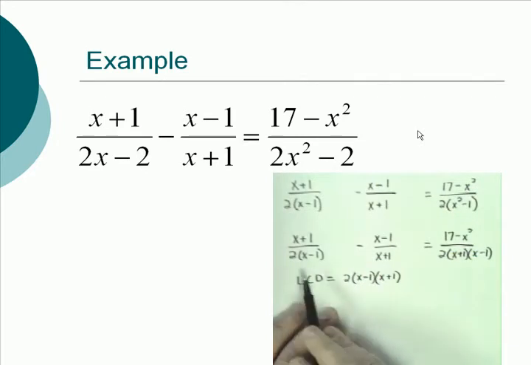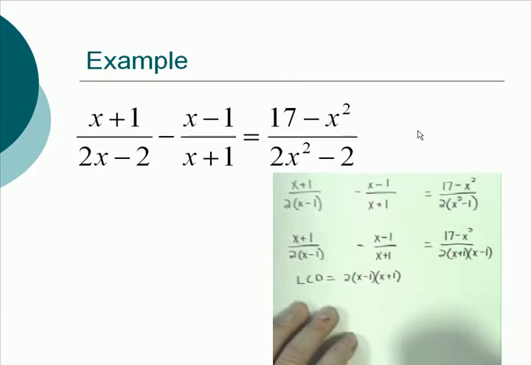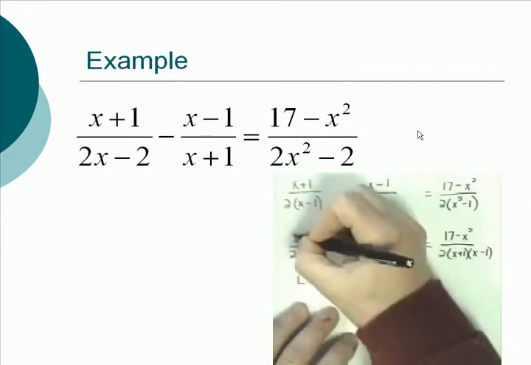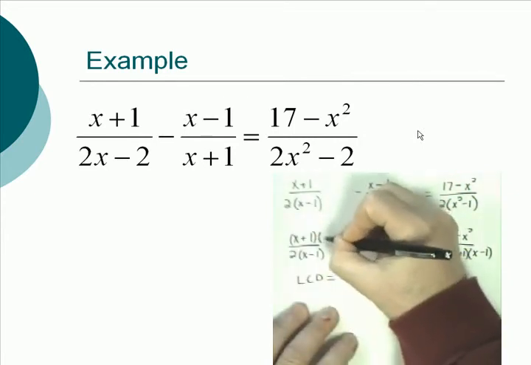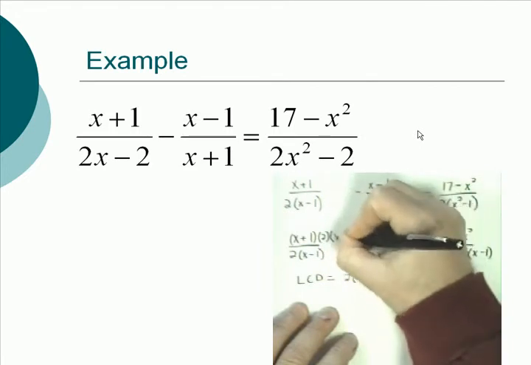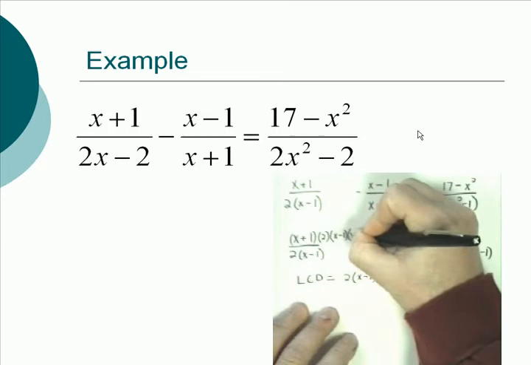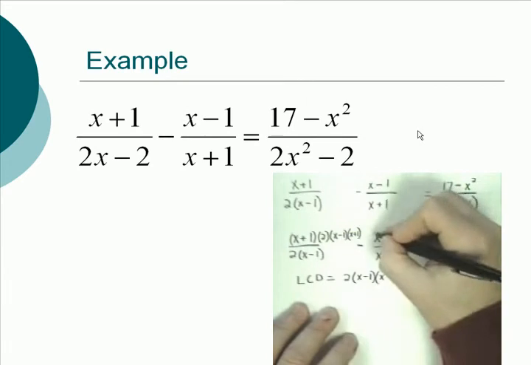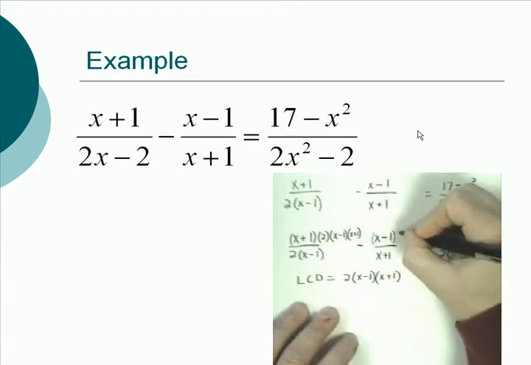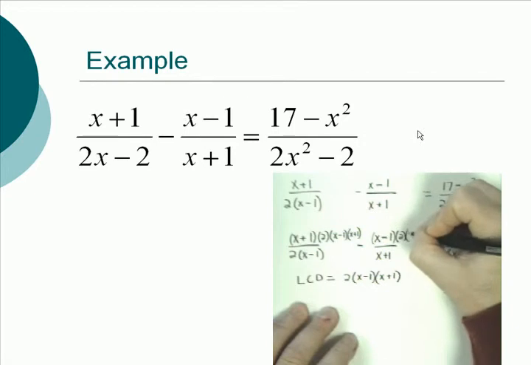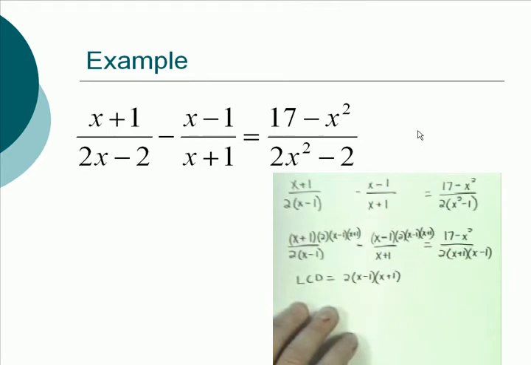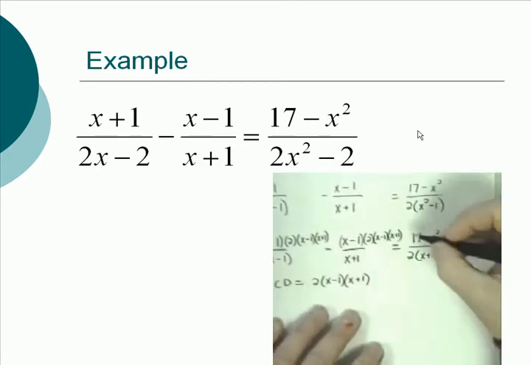Okay, now we're going to multiply each one of these three terms by the LCD. We'll cancel off and we won't have any fractions left. So if we go back up here and we multiply the numerator by 2 times x minus 1 times x plus 1. We'll do the same thing to the second term. And we'll do the same thing to our last term.